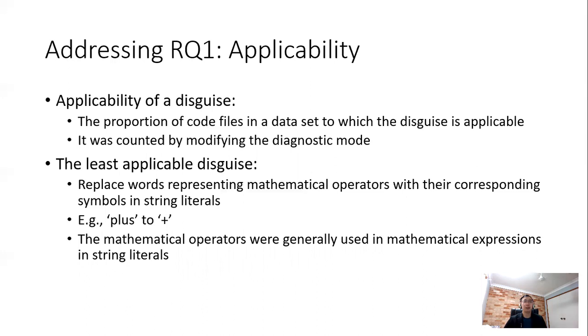Addressing the first research question, applicability. The applicability of a disguise is the proportion of code files in a dataset to which the disguise is applicable. It was counted by modifying the diagnostic mode. The least applicable disguise is replacing words representing mathematical operators with their corresponding symbols in string literals. So basically, plus as a word is replaced with plus as a sign. Why? Because usually we use the latter. We use plus as a sign, not as a word.